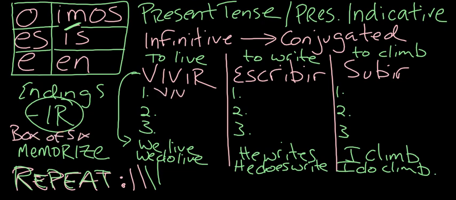So how do we do this? Let's start with the first one, vivir. Step 2, drop your IR. Step 3, we want to say we. So we're going to need box 4. We're going to add imos. Vivimos. We live or we do live.